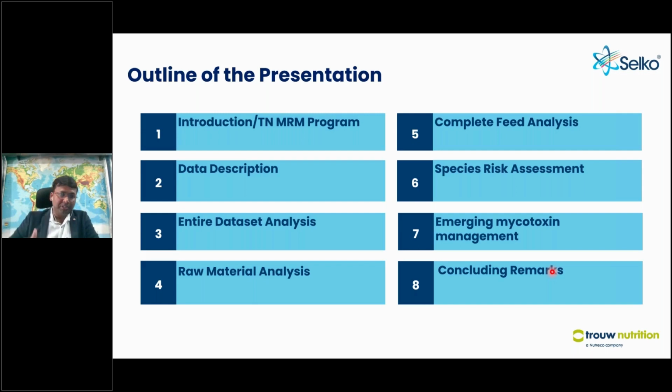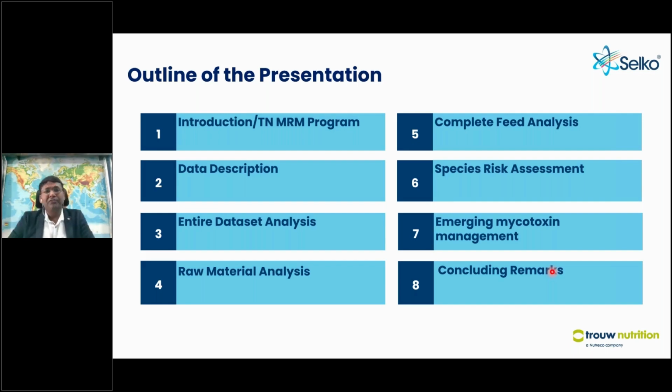Then we go to the raw material analysis, because that is important for quality control programs at the feed mills, at the time of purchasing the raw materials. So that becomes a very important segment to look at. Just giving an example of maize, there is a bit more detailed analysis.